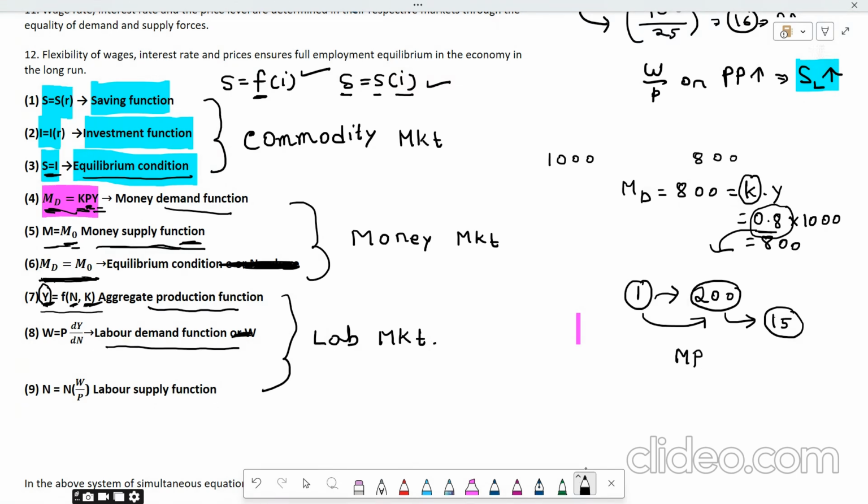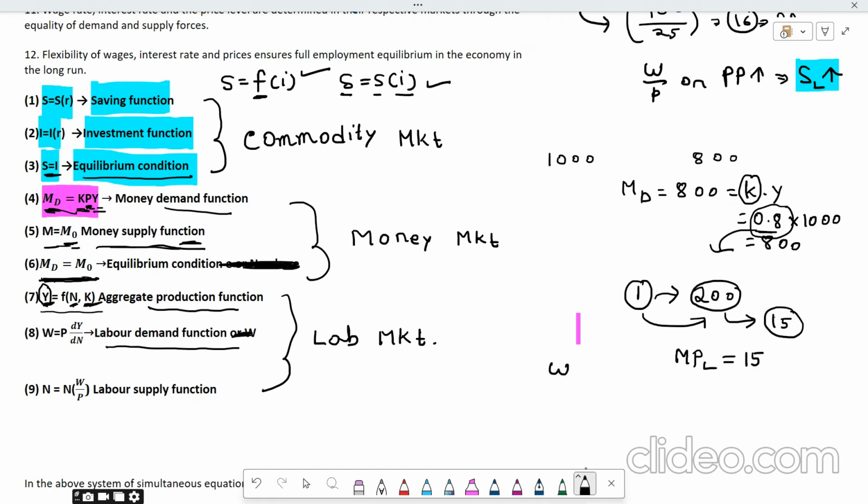So what is the marginal productivity of labor? Marginal productivity of labor means due to one unit of additional laborer, how much production or output has increased. Due to one more laborer, how much output has increased. This is what we understand by marginal productivity of labor. So marginal productivity of labor is basically nothing but 15.